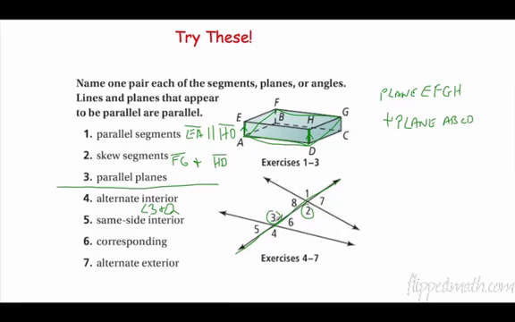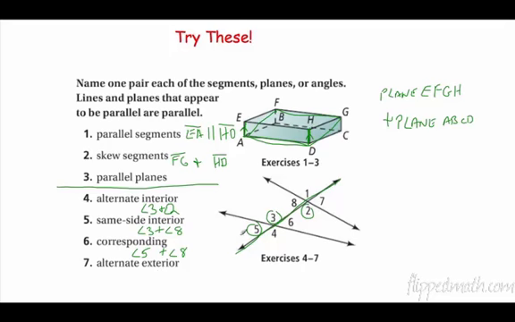Same side interior. Let's do 3. So angle 3, and what's on the same side of the transversal? Angle 8. The other pair you could have had, because it has to be interior, is 6 and 2. Corresponding, let's start with 5. So angle 5 corresponds to angle 8. You could have had angle 3 and angle 1. You could have had angle 4 and angle 2, or angle 6 and angle 7.